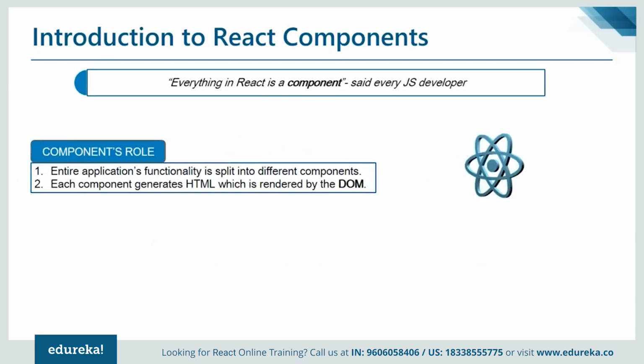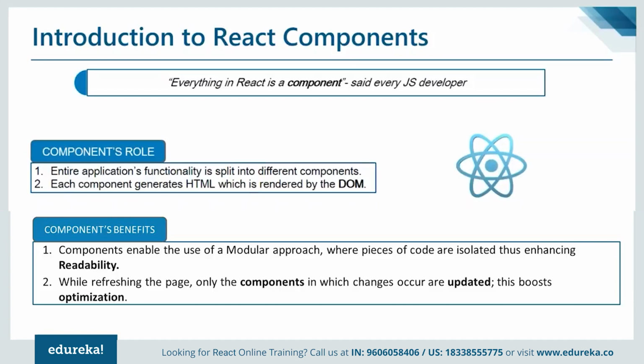Everything in React is a component. Components let you split the UI into independent and reusable pieces, and we can think about each piece in isolation. Conceptually, components are like JavaScript functions. They accept arbitrary inputs, called props in React, and they return React elements describing what should appear on the screen. Each component basically generates HTML which is rendered by the DOM, the Document Object Model.